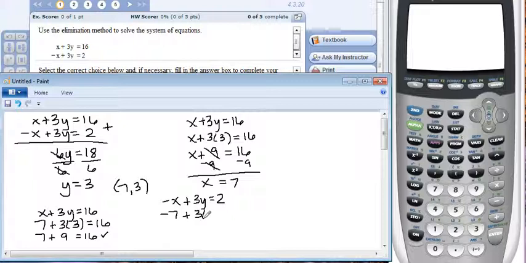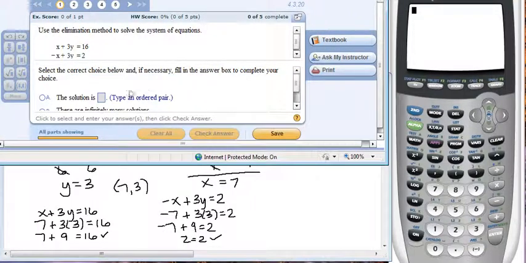Plus 3 times y, y is 3, is equal to 2. Negative 7 plus 3 times 3, 3 is 9, is equal to 2. Negative 7 and a positive 9 is a 2. So it works out here as well. Okay, so it works out here and it works out here. So we have our solution.